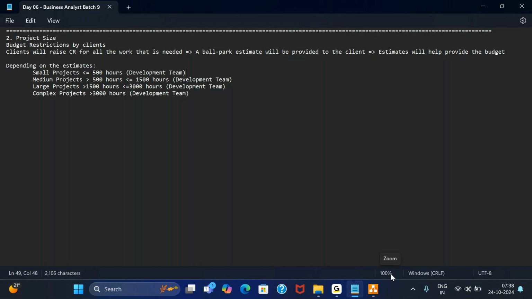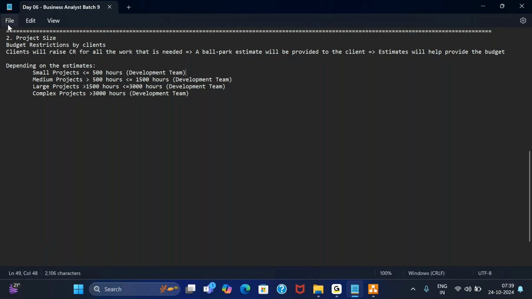Now I want this zoom percentage to be displayed on the left side. Okay, I want this total character count to be displayed on the right side, and zoom and my encoding must come on the left side. So I'm not really asking for a big change. Okay, a small change like this.